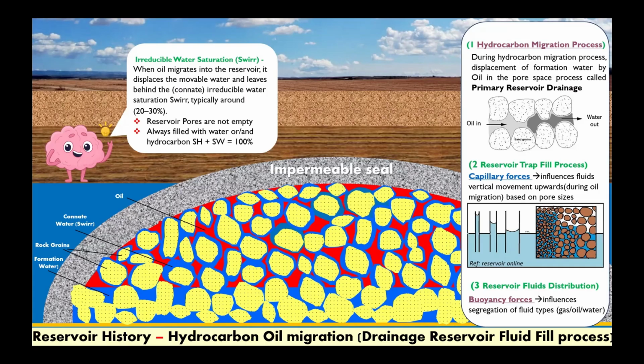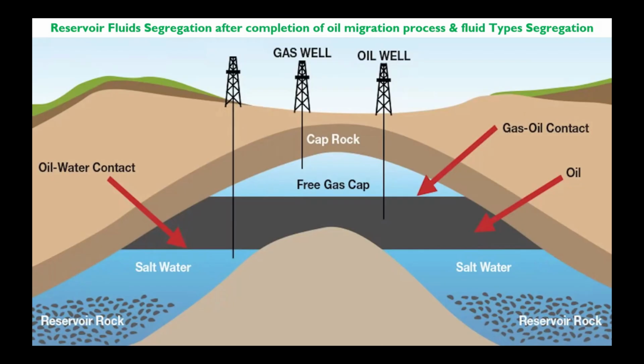Once the migration is completed, the fluids will settle naturally, gas up, oil below, water at the bottom, forming clear fluid contacts. This is the final reservoir geometry, and this is what we use for well placement and field development.